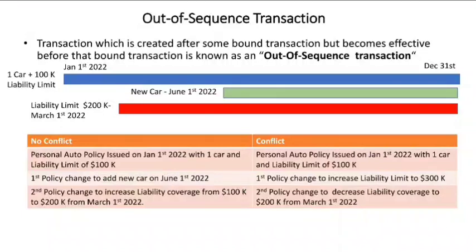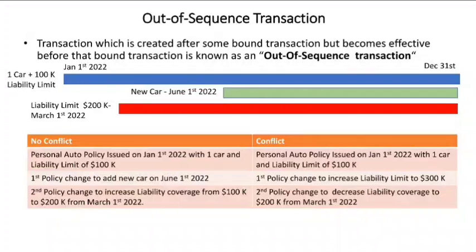Say you issue the same personal auto policy, which is effective from January 1st, 2022, with one car and a liability limit of 100k. Now you're doing a first policy change to add another car, which is on June 1st, 2022. Then you're doing a second policy change to increase the liability limit from 100k to 200k on March 1st, 2022. This is a no conflict scenario because you are doing two different changes on two different dates. The first policy change to add a new car is always going to be effective only from June 1st.